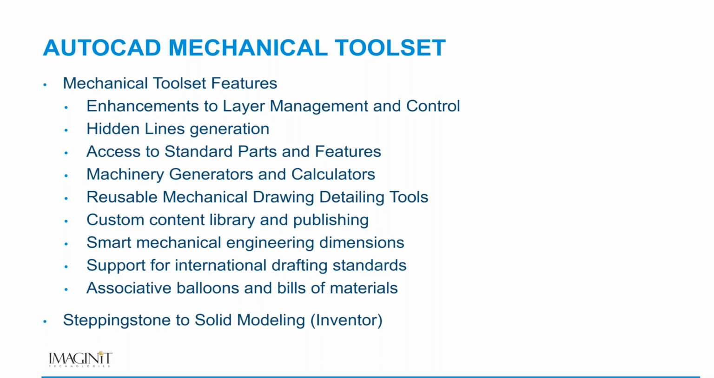You have access to standard parts and features, machinery generators and calculators, reusable mechanical drawing detailing tools, custom content libraries and publishing. You have smart mechanical engineering dimensions, support for international drafting standards, and associative balloons and bill of materials. All of this stuff you don't generally have inside of vanilla AutoCAD. So if you do mechanical design, this would be the next step up. And this is actually a stepping stone to solid modeling like Inventor. Once you're familiar with the AutoCAD Mechanical tool set, moving into Inventor, once you understand parametric modeling and things like that, it actually makes the step up into Inventor a lot simpler.